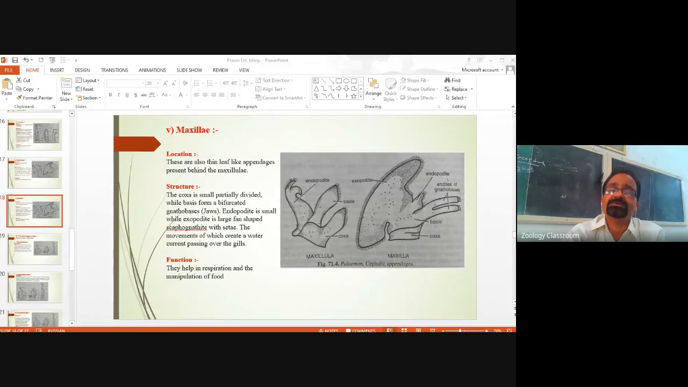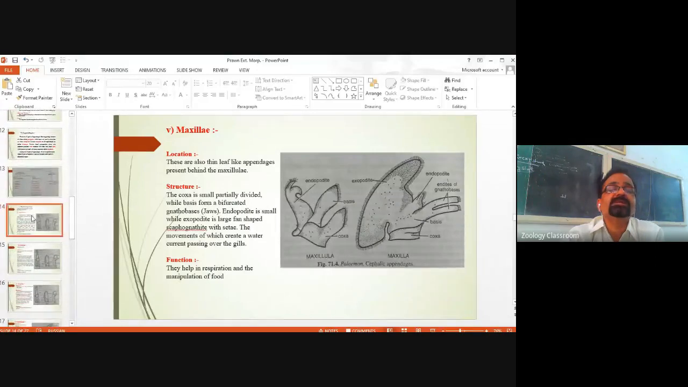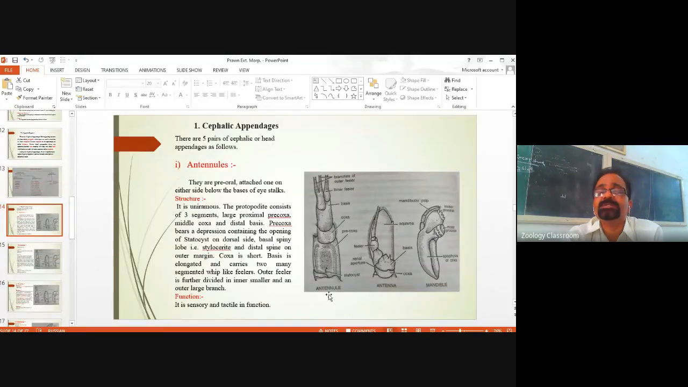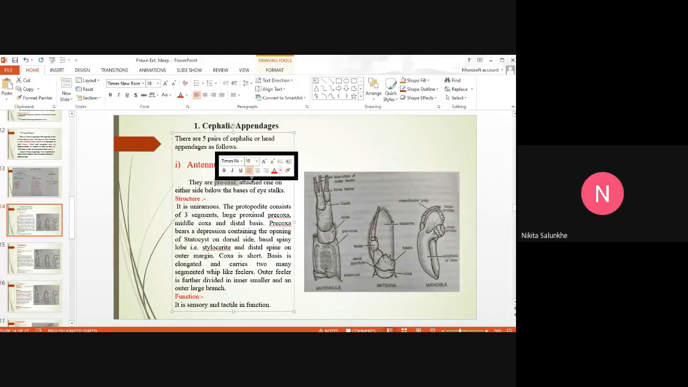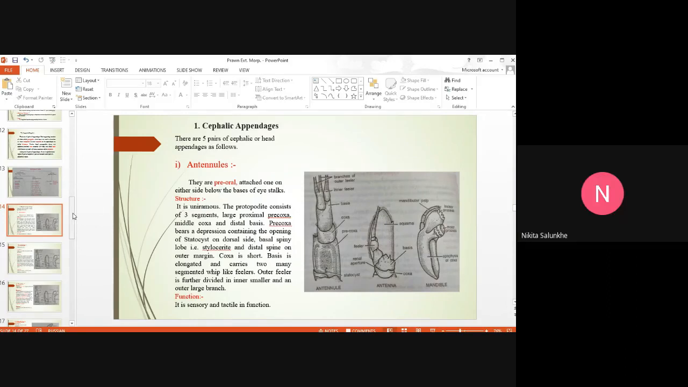So now let me take you to the antennule again here. See, this is the antennule, and we have mentioned here that they are pre-oral. Is that clear, Nikita? Have you understood? Yes, sir. So the location is pre-oral of the antenna.